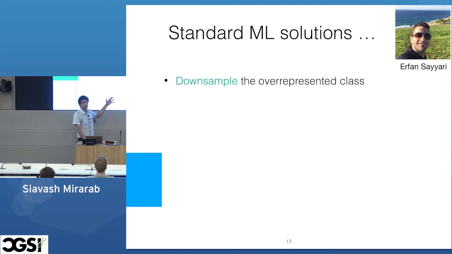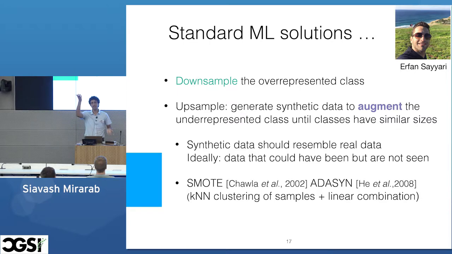The standard solutions are things like downsampling. So you can take the class that's overrepresented, downsample it so that both classes have the same number of labels, or you can upsample the underrepresented class. And upsampling, you need an algorithm for it, right? You can just randomly do it. These algorithms are called data augmentation. There are standard algorithms in machine learning for doing data augmentation. Again, not a new topic.